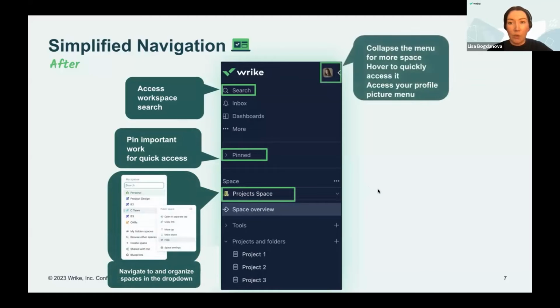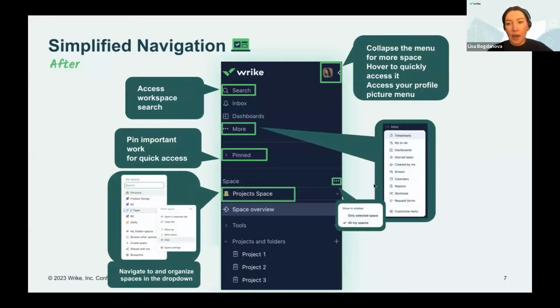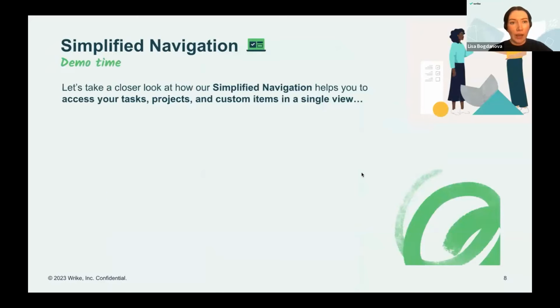We also have moved the profile picture menu to the left side so that everything is in this one space. We also have this more button here where you can customize which tools you'd like to be pinned here. So you can hide some of them, you can bring them to the main sidebar as well. And also you can choose whether you want all your spaces to be shown or only a selected space. Okay, so now moving on to the demo time where Kim is going to demonstrate how it looks in your workspace.